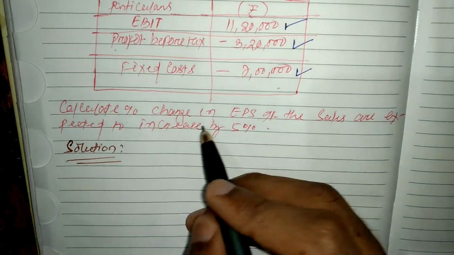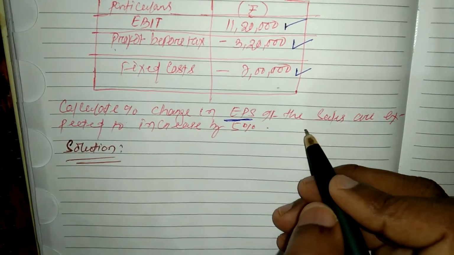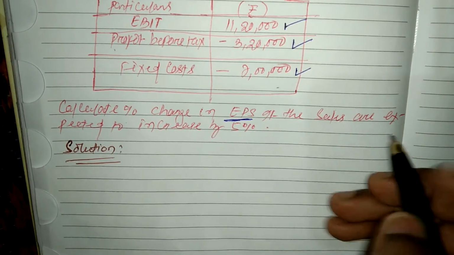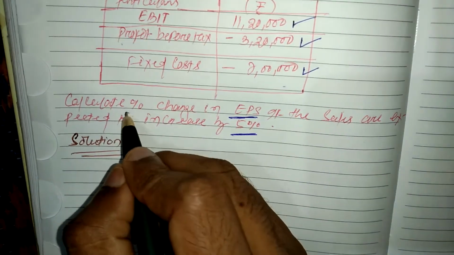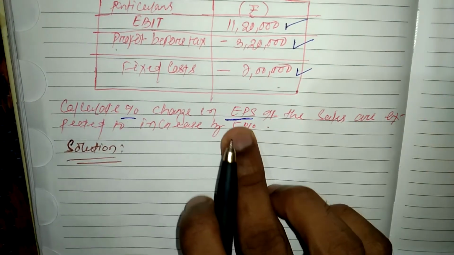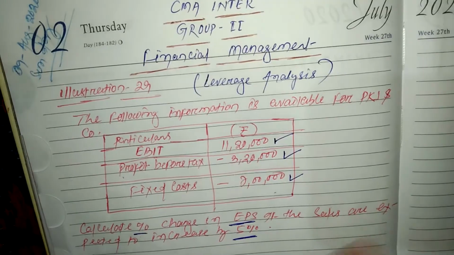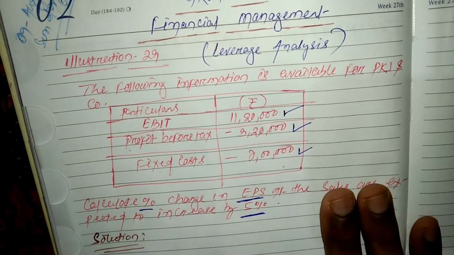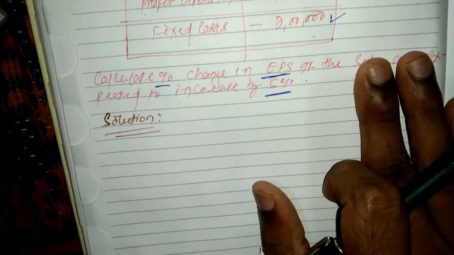Calculate the percentage change in earning per share, EPS, if the sales are expected to increase by 5%. Calculate the percentage change in EPS if the sales are expected to increase by 5%. So this is it. Very easy question, so let's solve it.